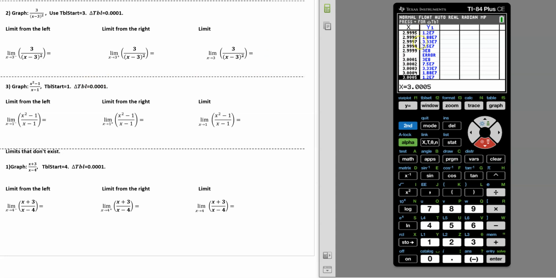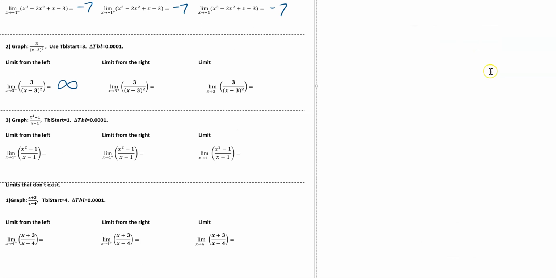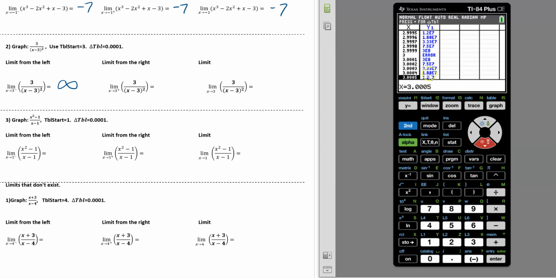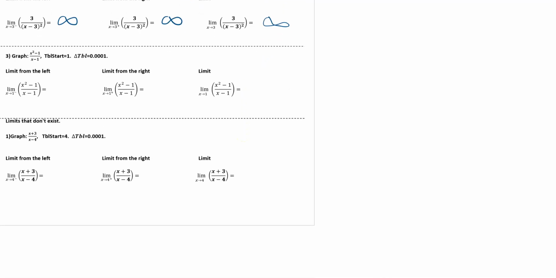So as we're coming in from the left, we are approaching 3e to the 8. That's 3 with 8 zeros after it. That's infinity. So this would be infinity. And as we're coming in from the right, you can see it's also 3e to the 8. That's infinity. And so if we get left is infinity, right is infinity, that's our limit. It's infinity. So it doesn't exist, it's infinity. All right, let's try the next one now.